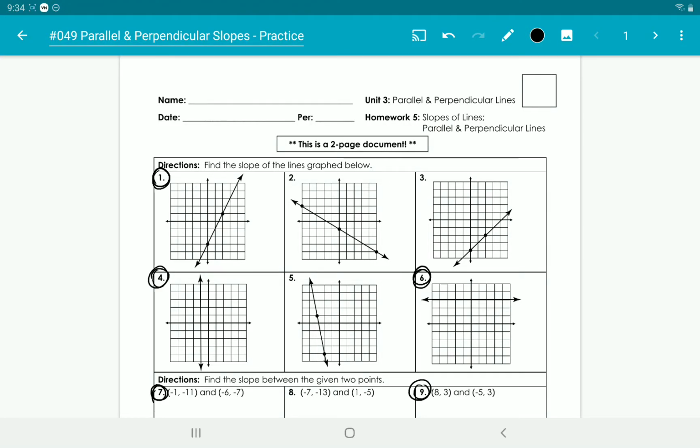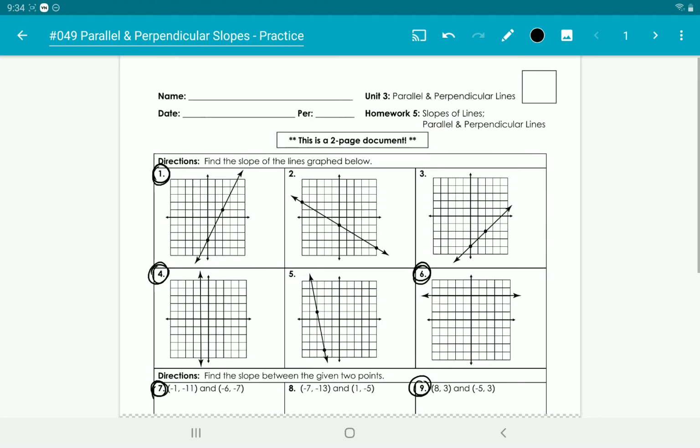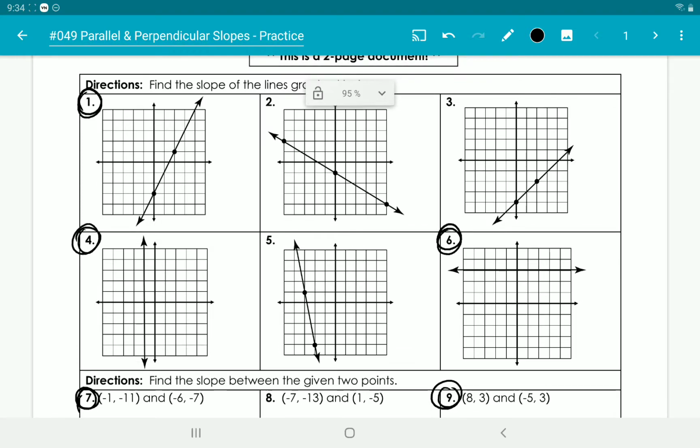So this is number 49. I am going to go over some of these homework problems, these practice problems, so that you can see what you're looking for and how to do them. Make sure you check your answers to see if you're right. Okay, so these ones, we're going to find the slope of the lines.